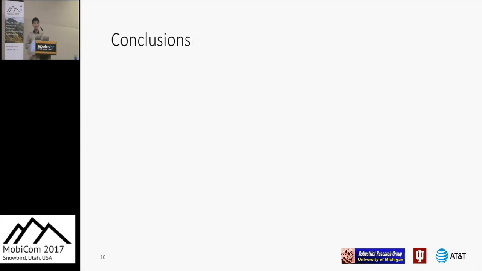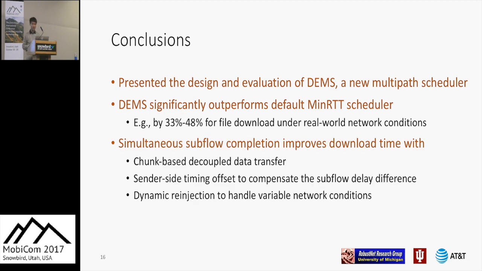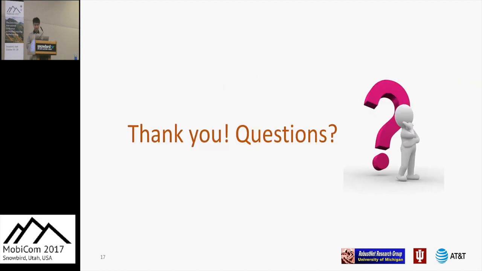So in conclusion, we presented the design and evaluation of DEMS. So DEMS significantly outperforms the default MinRTT scheduler. The file download time is reduced by 33% to 48% under real network conditions in our experiments. And the performance improvement of DEMS is attributed to 3 key design decisions: the decoupled chunk-based transfer, the simultaneous subflow completion, and the adaptive reinjection.